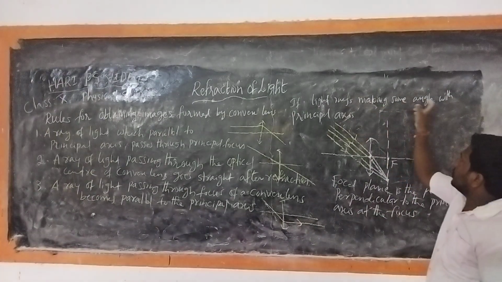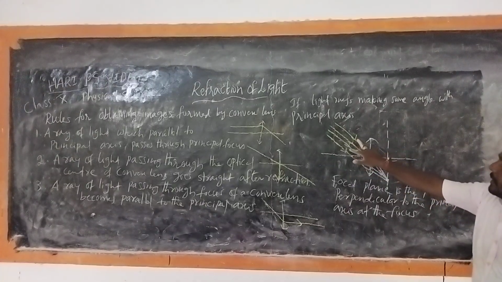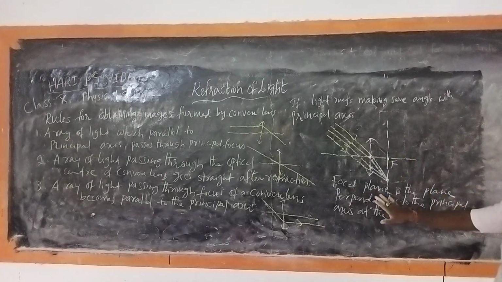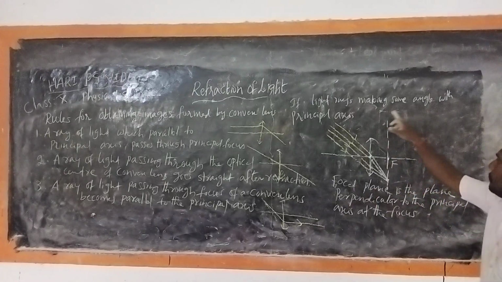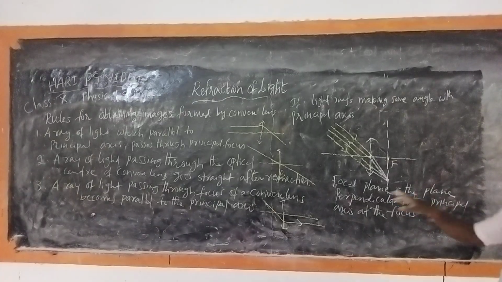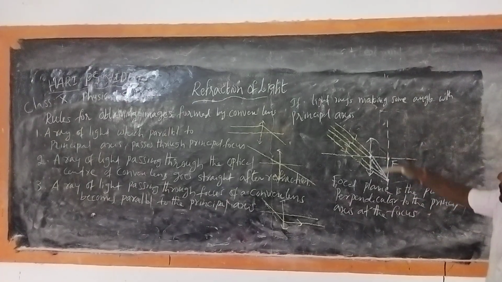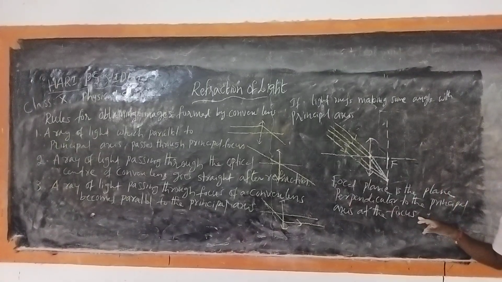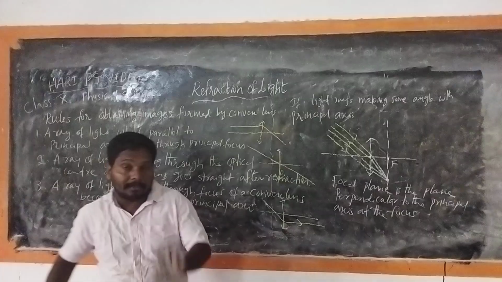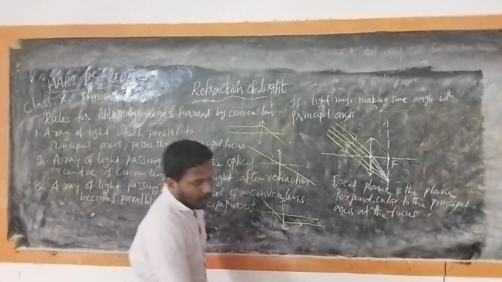If the light rays make some angle with the principal axis, all the rays converge or appear to diverge at a point in the focal plane. The focal plane is the plane perpendicular to the principal axis at the focus. So this is also not given in your textbook, especially this.